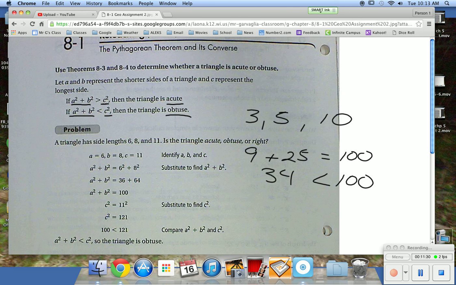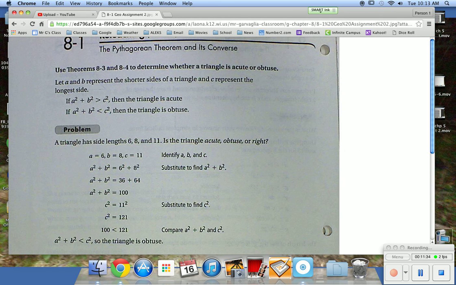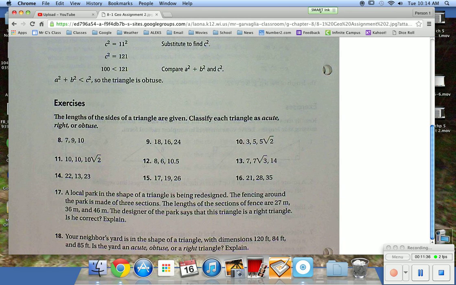Questions with that? You have 2 through 16. Don't worry about 17 and 18. So do the first page, and then do these 9 on the back page.